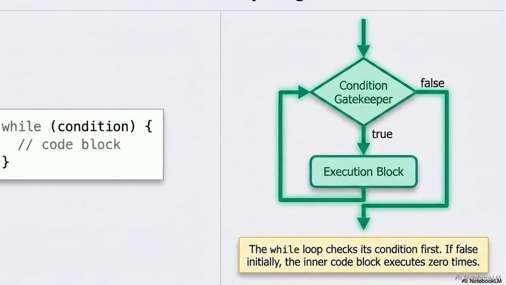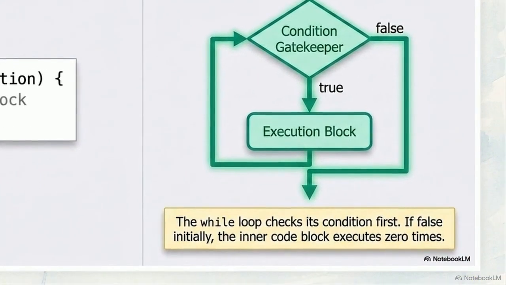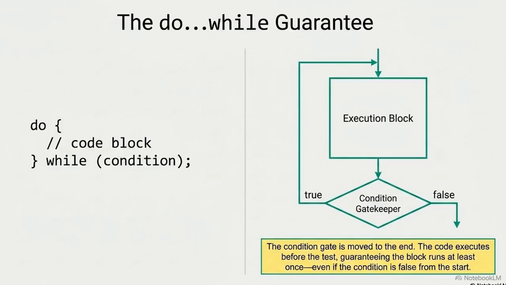Let's focus on loops. Here we see the engine of a standard while loop. Notice how it acts as a gatekeeper. It checks the condition first, and only if that condition is true does it allow the thread into the repeating execution block below. By contrast, this diagram illustrates a do-while loop.